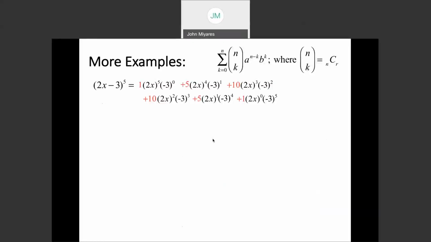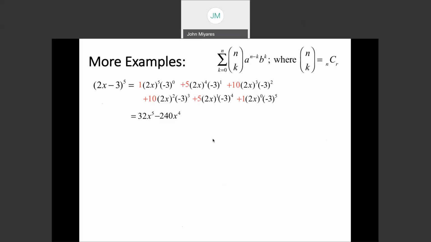Now let's try expanding and simplifying this out. In the first term, we have 2x all raised to the fifth power, which will give us 32x to the fifth. In the second term, our coefficient is going to be 5 times 2 to the fourth, which is 80, times negative 3, which becomes negative 240.